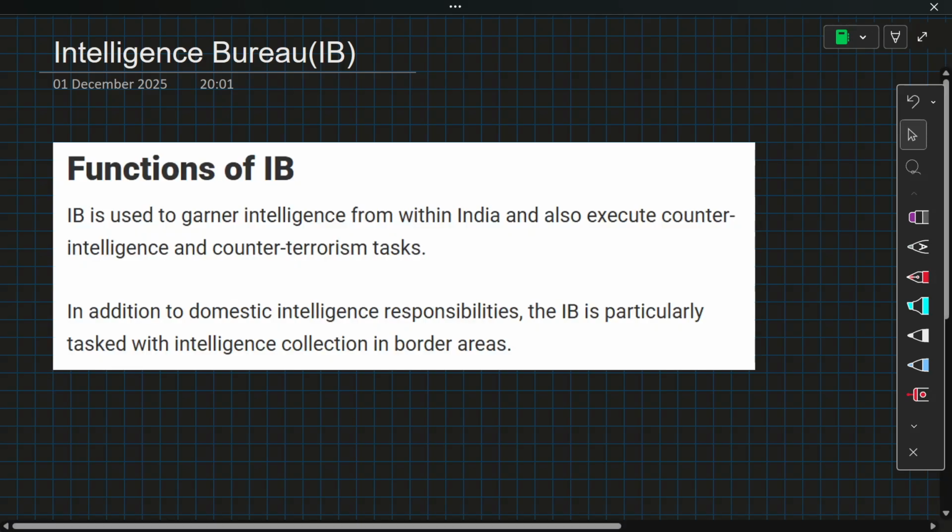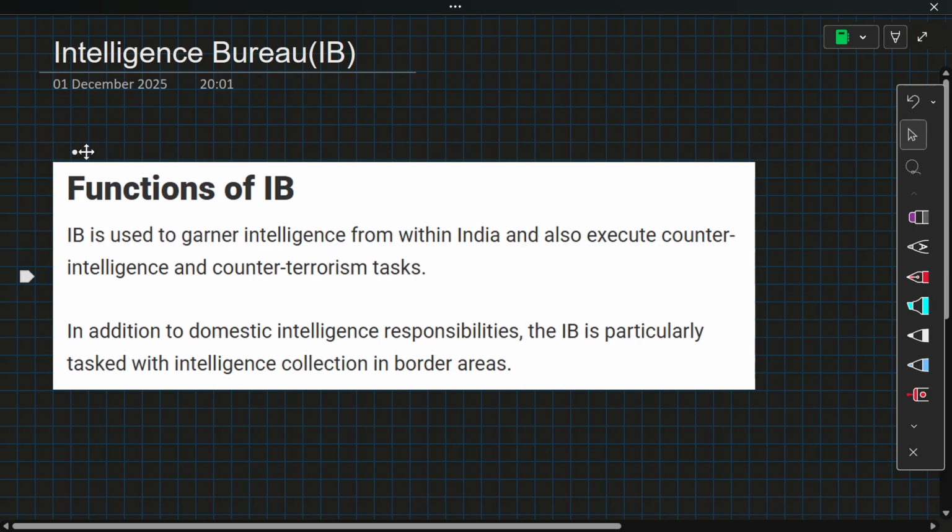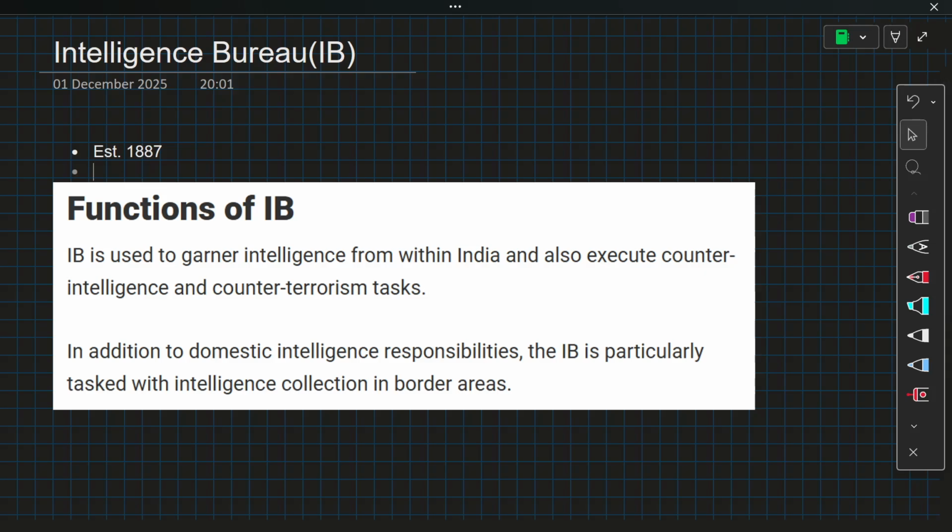And I'll just add a note for IB. Before that, let me add the information that we got to know, that it was established in 1887 and now it is under MHA, Ministry of Home Affairs, and it is the domestic intelligence agency, and the intelligence within India is already present here, and to execute counterintelligence and counterterrorism tasks.